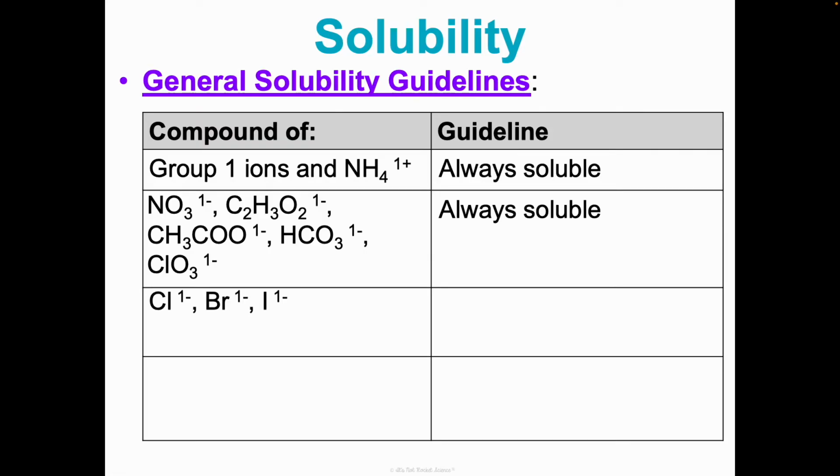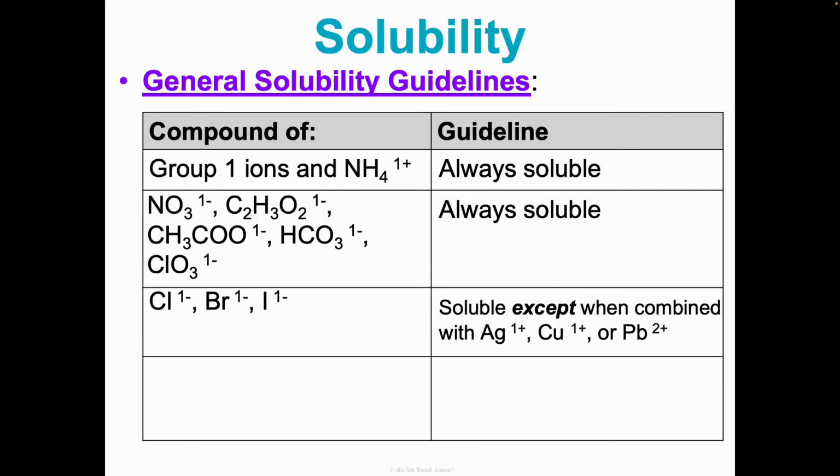Now, let's say a compound has the chloride, bromide, or iodide ions. If it has these ions, it's soluble except if it's with silver, copper, or lead. So it'll be soluble with anything except for these. So if you see PbCl2, lead 2 chloride, you would predict that most likely it's not soluble. Now, I will say that one actually is soluble if the water is very, very hot. That's why I say these are guidelines.